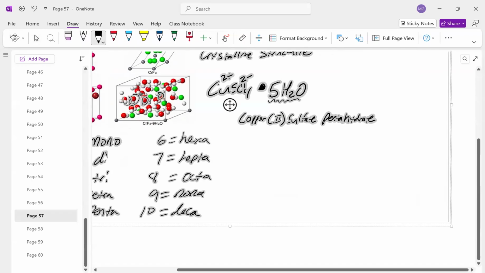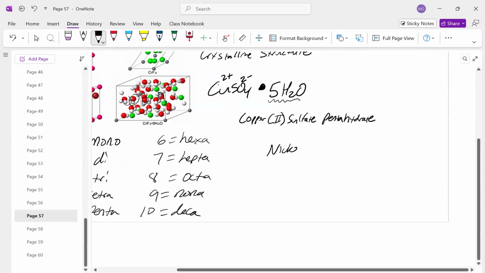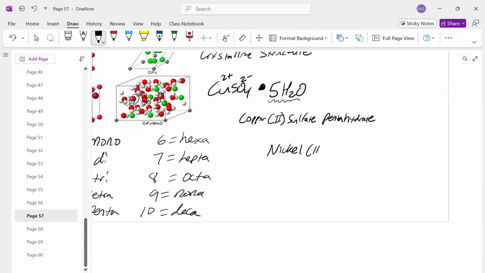Now let's go the other way. Here's the name, nickel 2 chloride hexahydrate. So let's just break that down. Nickel 2, that tells you that I have a transition metal, nickel, with a +2 charge. Chloride's always -1. And the hexahydrate means I'm going to put this big dot with 6 waters.